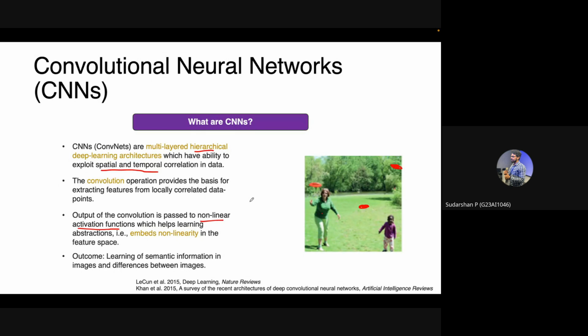But in order to explore the idea of forwarding the output of this convolution to the nonlinear activation function, I know you will be deriving it later, but from the intuition point of view, can you explain it?